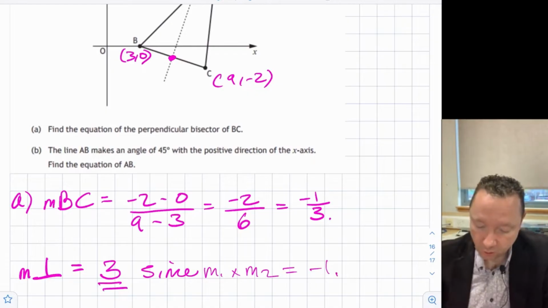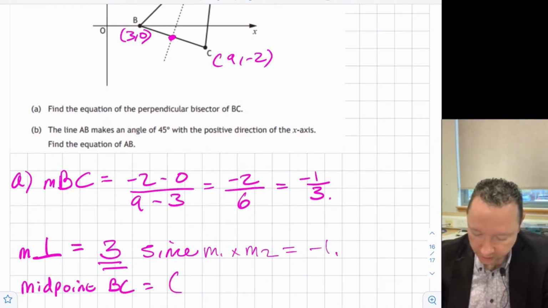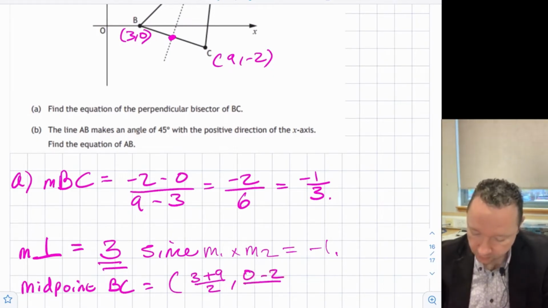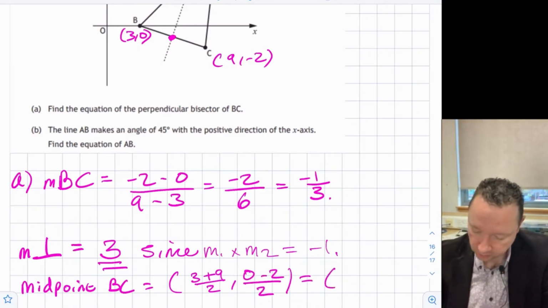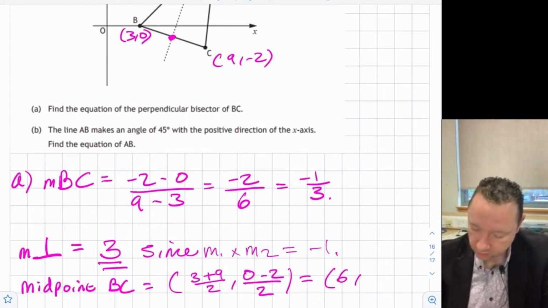We now need the midpoint. So the midpoint of BC is equal to the average of the x's, 3 plus 9 divided by 2, and the average of the y's, 0 minus 2 divided by 2. 3 plus 9 is 12, divided by 2 is 6. 0 minus 2 is negative 2, divided by 2 is negative 1.